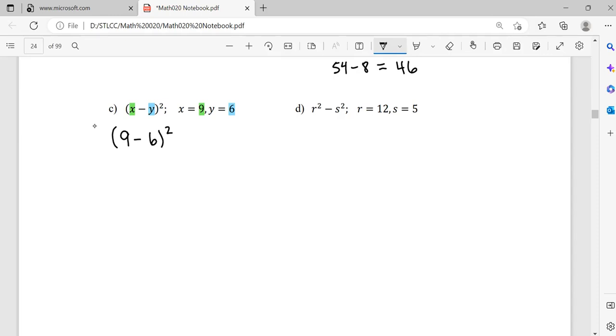Okay. So this is a very small problem, but it does have order of operations going on. I do have parentheses, so I'm going to do that first. 9 minus 6 is going to be 3, and then I have to do 3 squared. And again, just a reminder, 3 squared is 3 times 3, which is 9. So that is our answer.